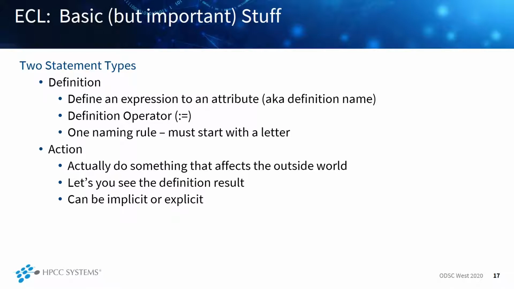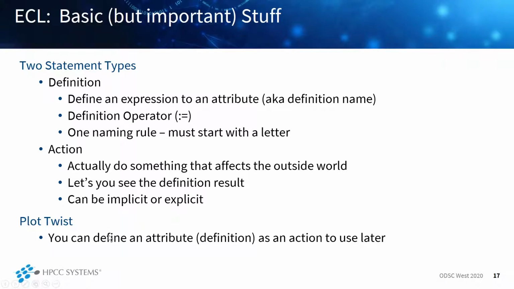So a definition declares the data that you want to see, and actions actually go ahead and execute those declarations. It lets you see the definition results, and a lot of actions can be either implicit or explicit. If you say something like output my data, then it's an explicit action. If you say my data, which is just a definition name, the compiler will look at it and say, well, that's a record set. You haven't really told me that you want to output it, but since you're not doing anything else here, I'm going to go ahead and do this action for you. So many things happen automatically in ECL, making your life a lot easier.